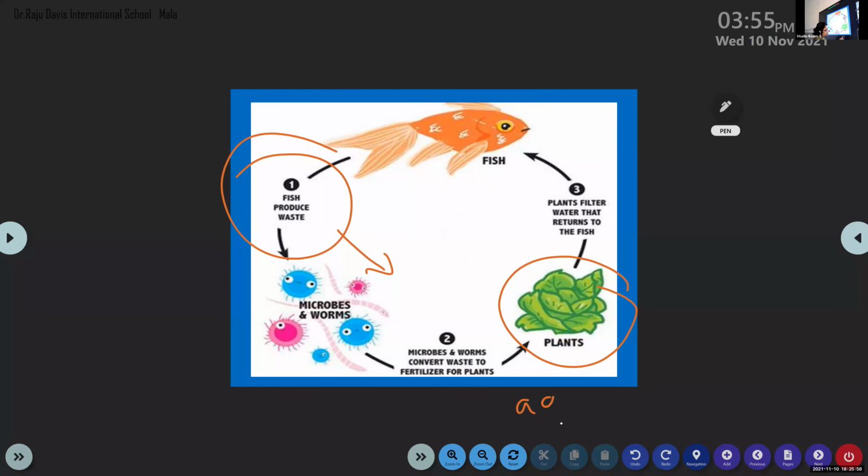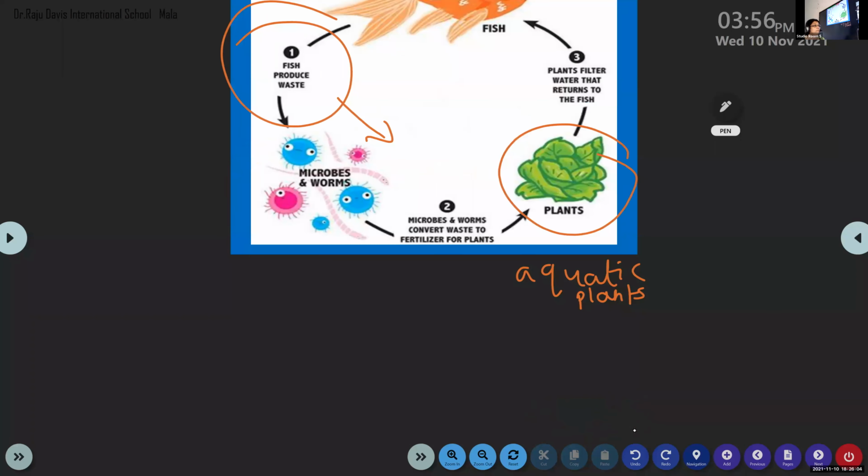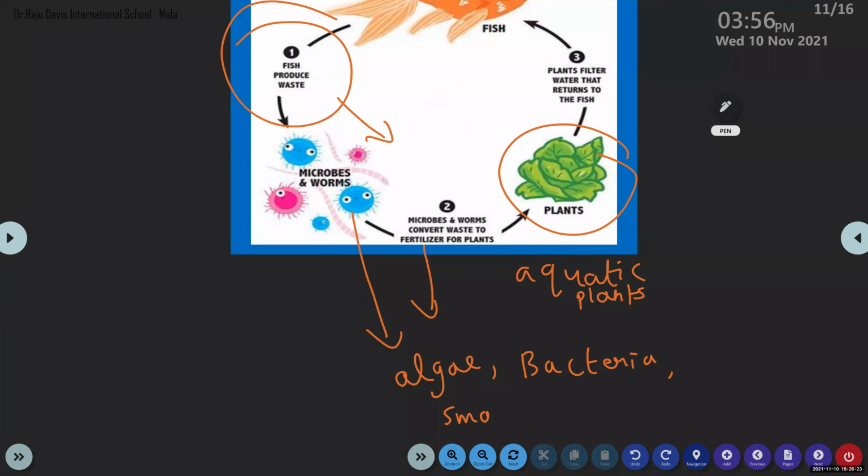Then the aquatic plants. We call the plants which grow in the water aquatic plants. There are so many aquatic plants, no? You must have seen. Sometimes we eat plants. Algae is an organism, it is not a plant. Algae, bacteria, then small worms. And some fish eat algae.